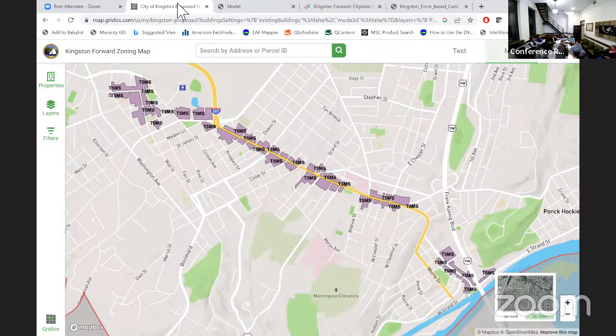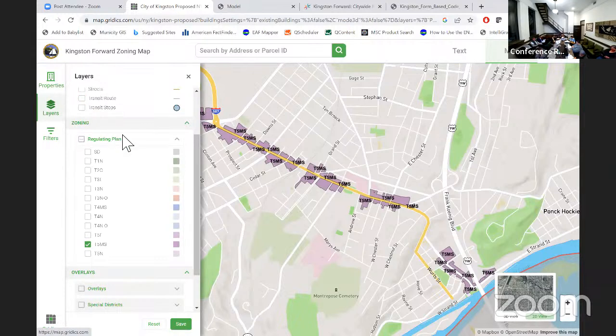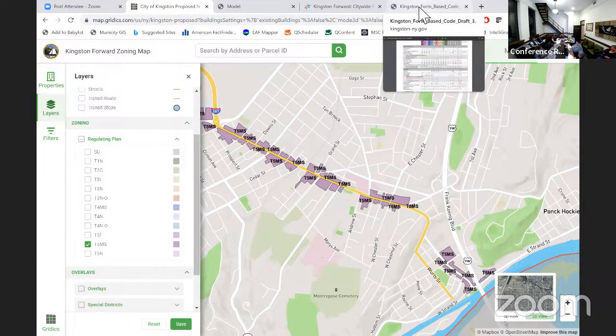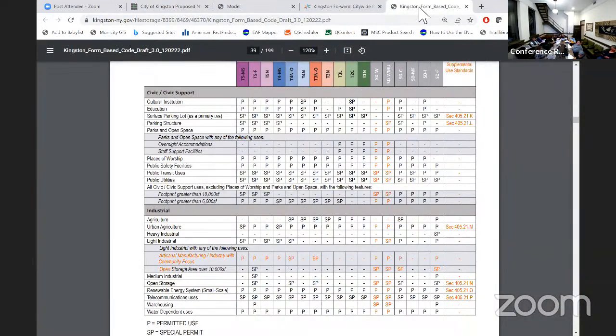So that's the T5, T5 flex neighborhood. I don't know if anybody wants to look at the uses allowed in the T5 as we go through each of the transects, if you want to look at the uses. Anytime you see the SP, the special permit, that has to come before the planning board. Correct. Special permits come to the planning board and require public hearings.